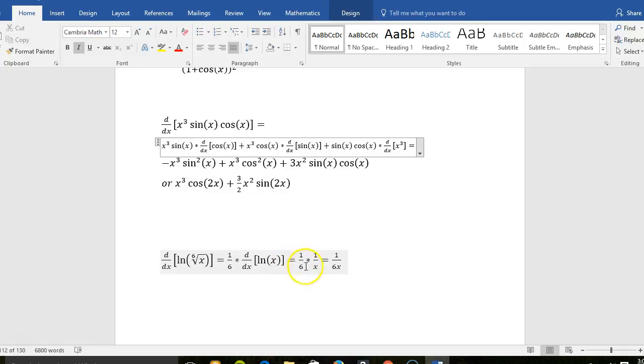And now 1 over 6 times 1 over x, you multiply the 1 times 1 up here and you get 1, multiply 6 times x down here and you get 6x, and that's all, 1 over 6x, okay? So that's all for that one.